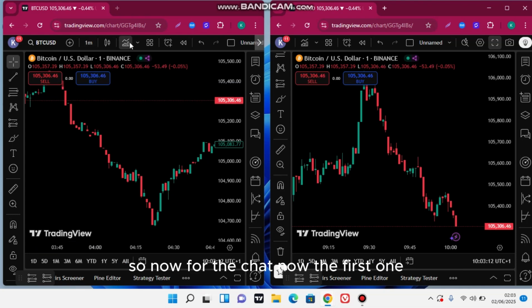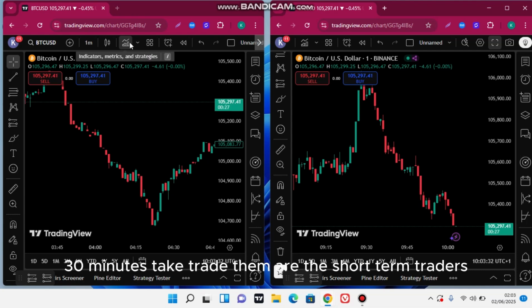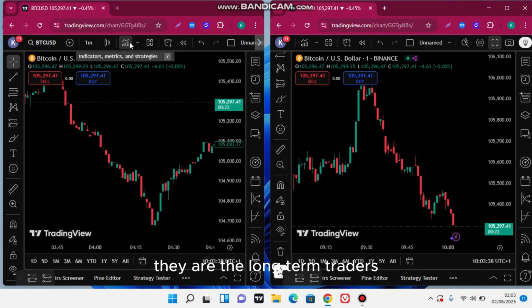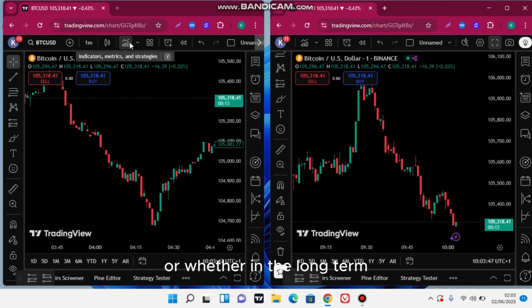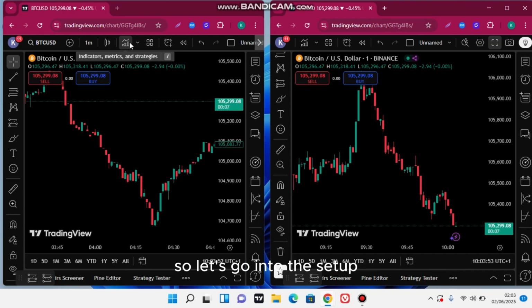For the chart, the first thing we will set up is the direction of the market. We want an indicator that shows us the direction the market is going in the long term and in the short term. People who use short time frames like 1 minute, 5 minutes, 15 minutes, 30 minutes to take trades are the short term traders. Those who use higher time frames are the long term traders. So you need to know the general direction, whether in the short term or the long term, the market is going bearish or bullish. So let's go into the setup.